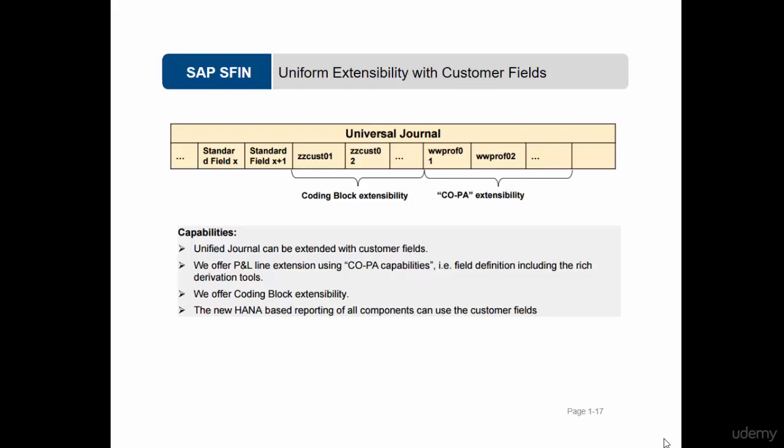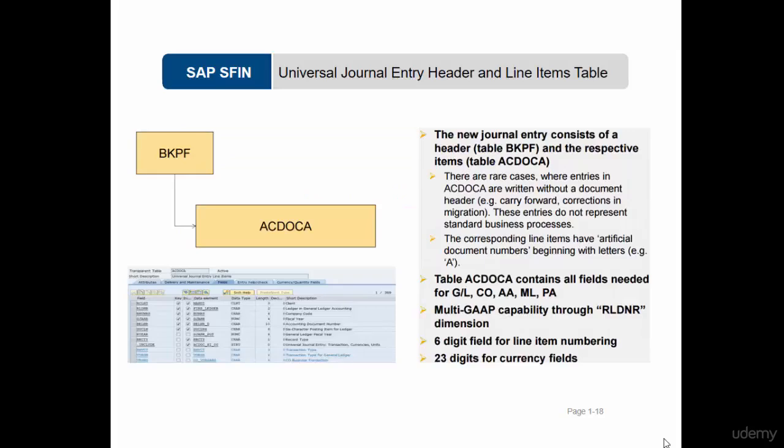Some of the capabilities include: Universal Journal can be extended with customer fields. Offer P&L line extension using COPA capabilities. Offer coding block extensibility. New HANA-based reports for all components can use the customer fields. The new Universal Journal Entry consists of a header, table BKPF, and the respective line items, table ACDOCA, where all the data is now stored.